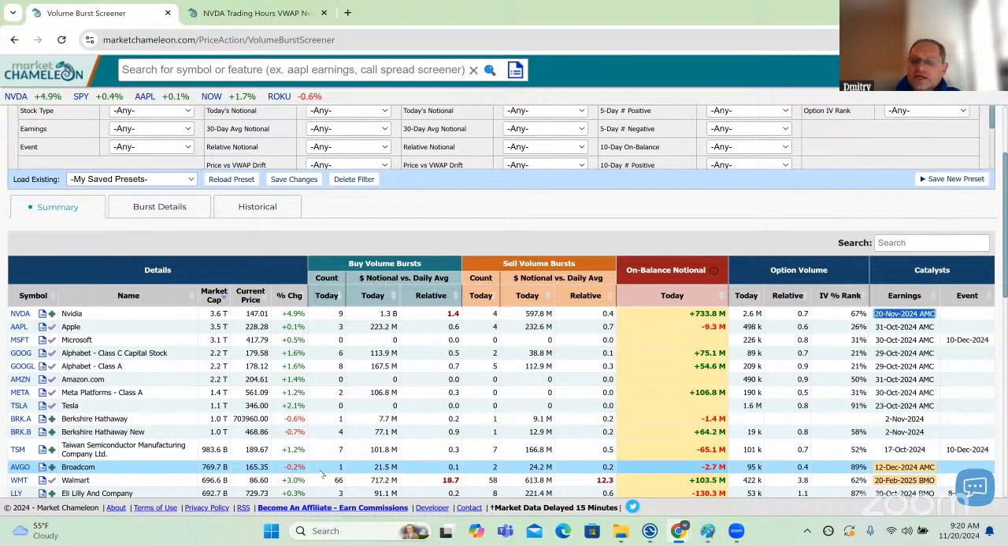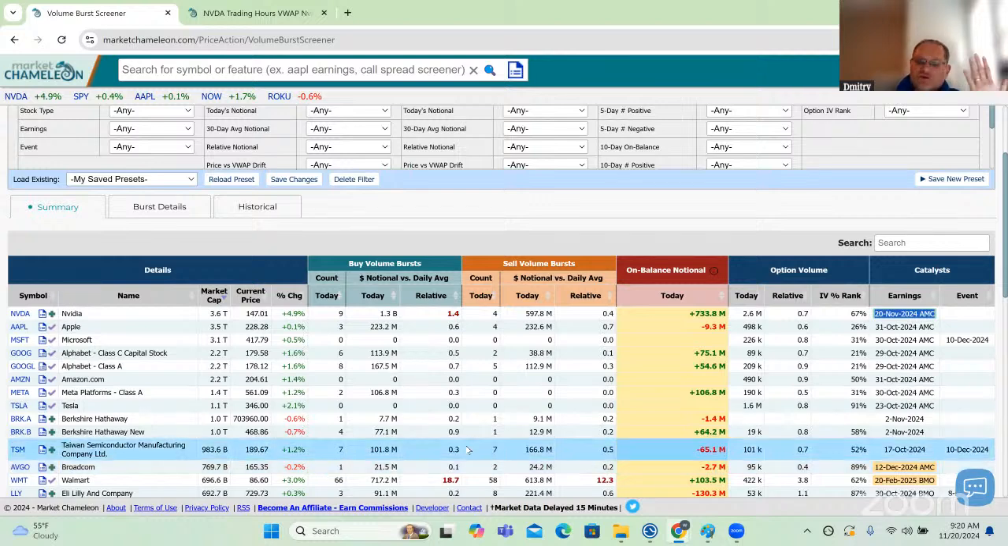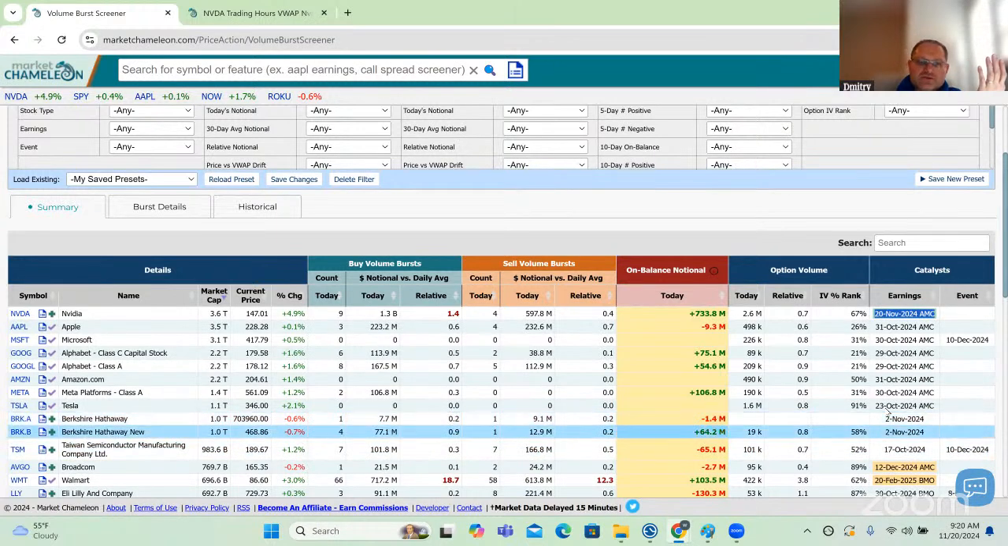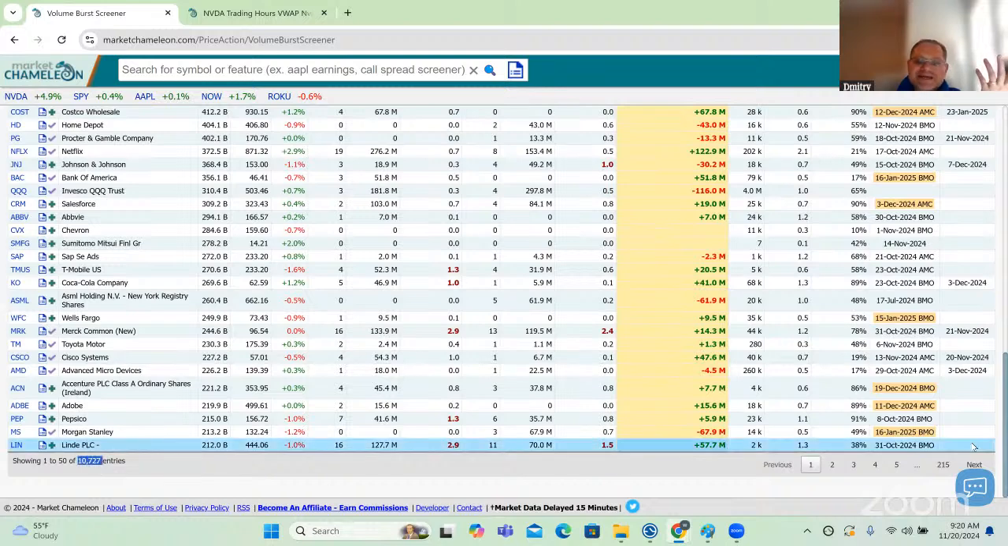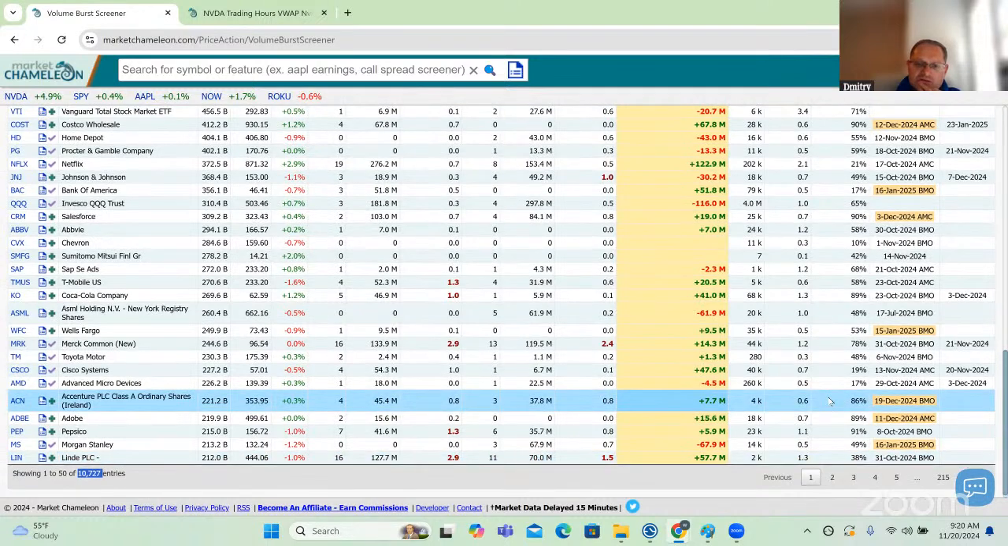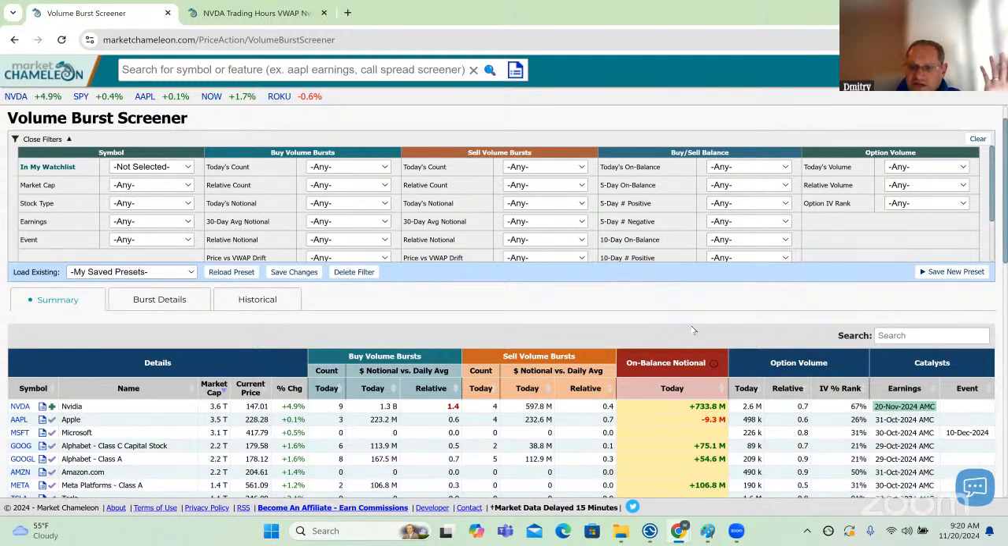So let's take a look at maybe something unusual that we might be looking for, because we do have all these stocks in here, over 10,700 stocks in this screener. And let's make up a scenario, a thesis, and screen out for it and see what we get. And let's start with the buy side first.